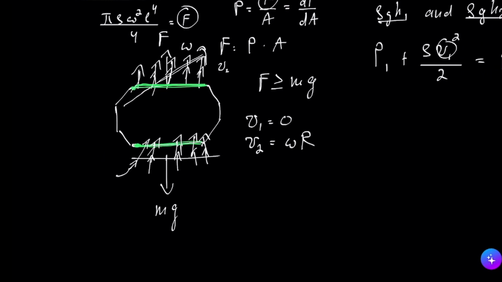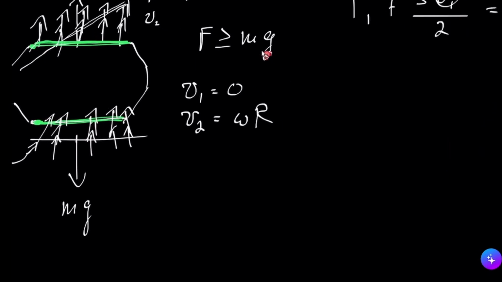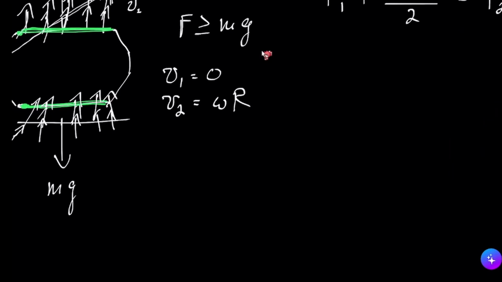So to say this again, there is no speed on the bottom part because there's nothing that's making speed. But there is speed on the top part because this fan over here is turning with omega angular velocity. And the relation between linear and angular velocity is V equals omega R. So V2 will have to equal omega R.